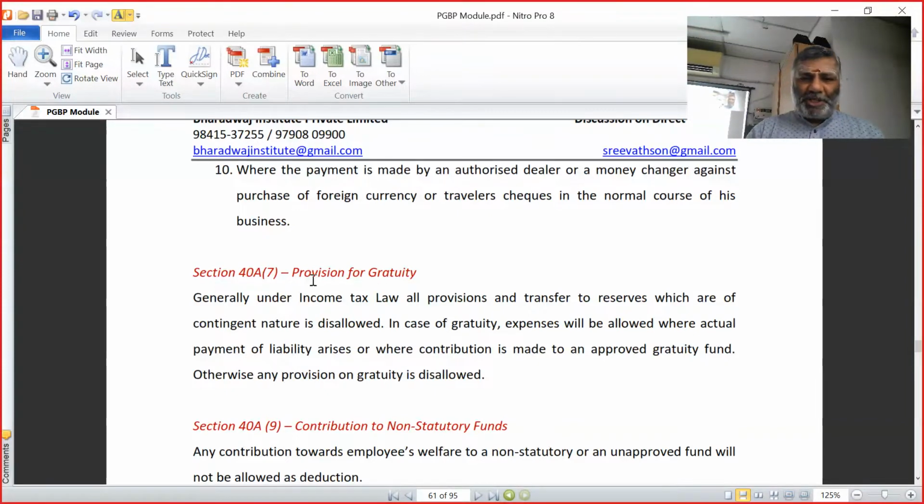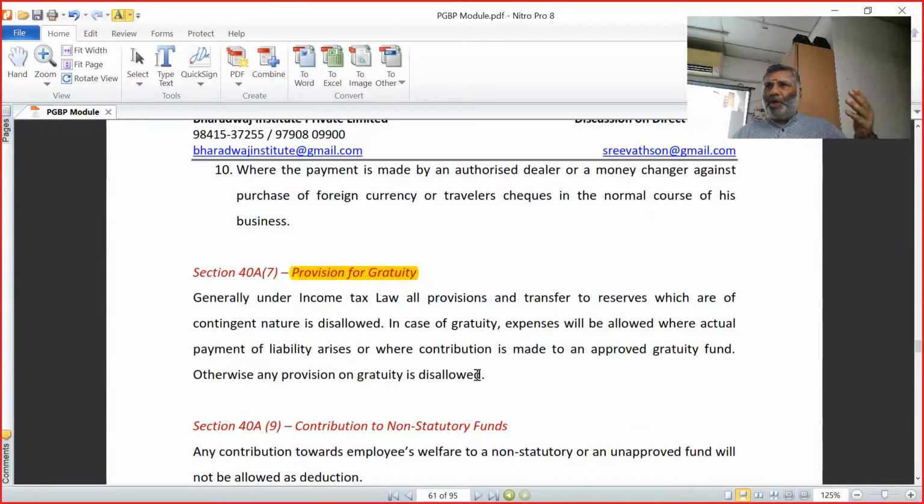Section 40A subsection 7: not only provision for gratuity, any provisions will be disallowed, contingent provisions will be disallowed. Generally under income tax law, all provisions and transfer to reserves which are contingent in nature are disallowed. In case of gratuity, expenses will be allowed when the liability actually arises. So provision for gratuity will be disallowed. Understand, my dear friends, provision for gratuity will be disallowed. In the books of accounts, when they actually pay the gratuity, they will adjust it with the provision.